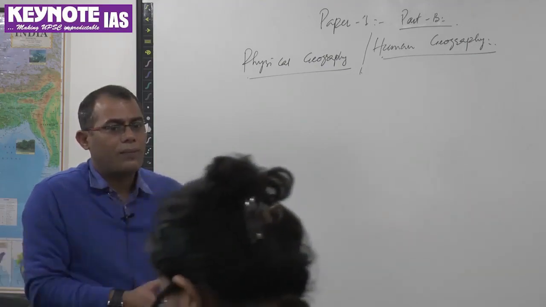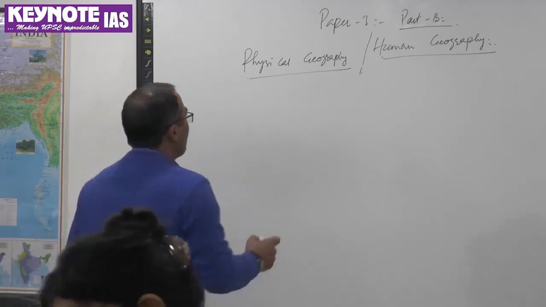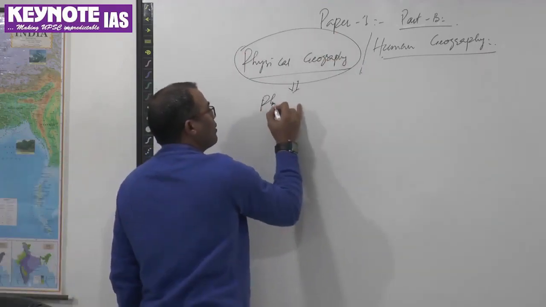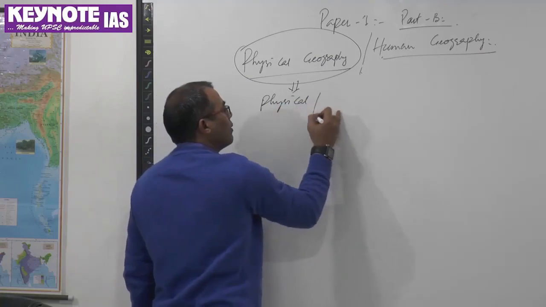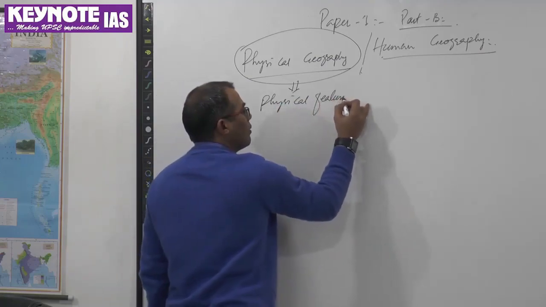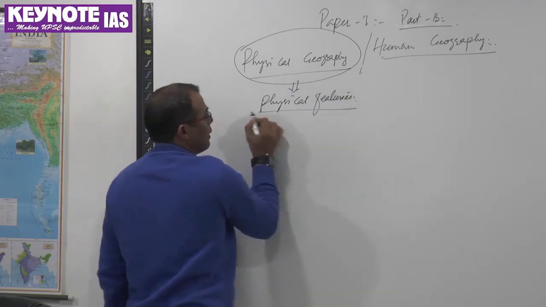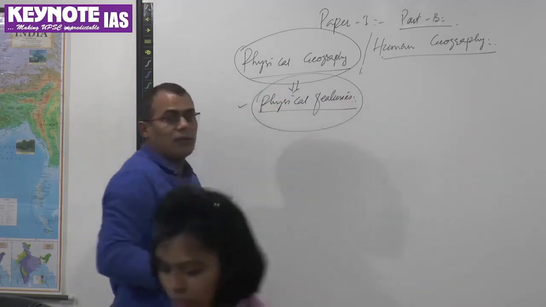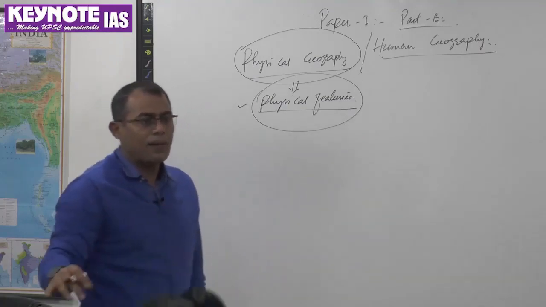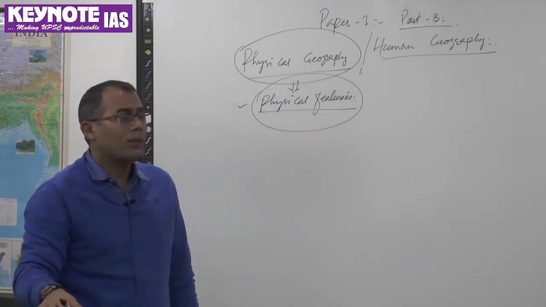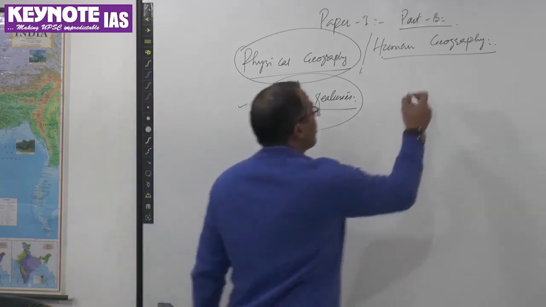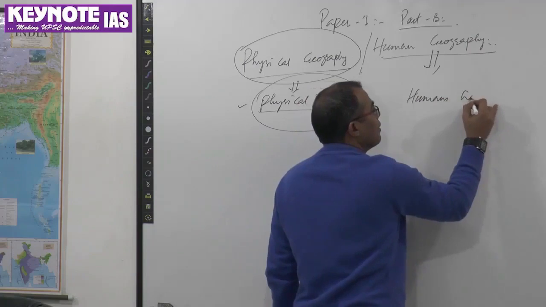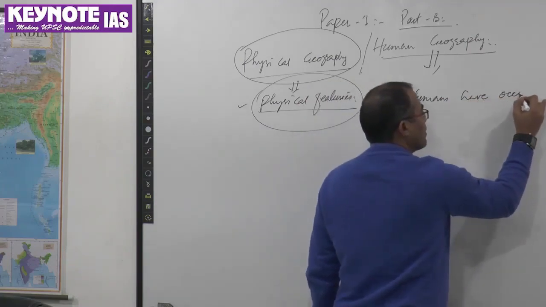How geography is affecting dietary habits will come under human geography. And if you look at physical geography, that is primarily about the physical features. When you talk about physical features, that is the landforms, the climatic aspects and several other aspects related to physical geography. And human geography is about how humans have occupied this space.